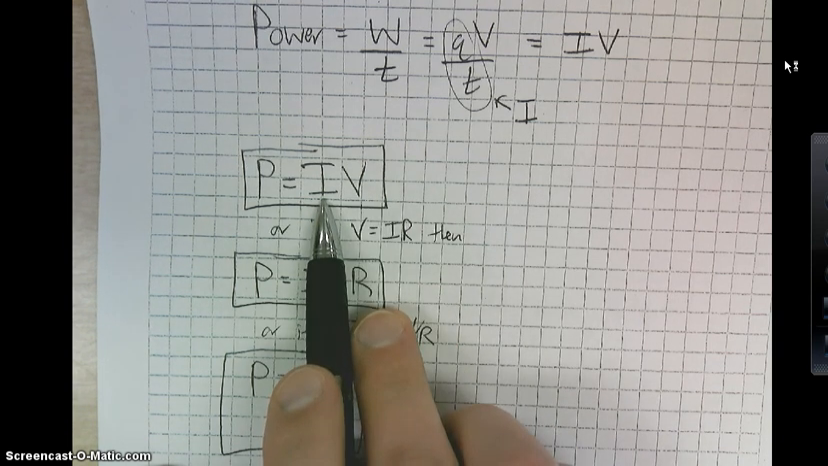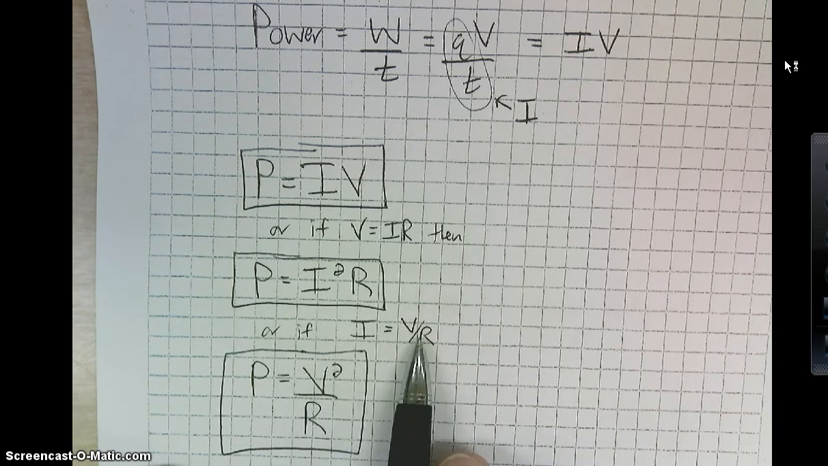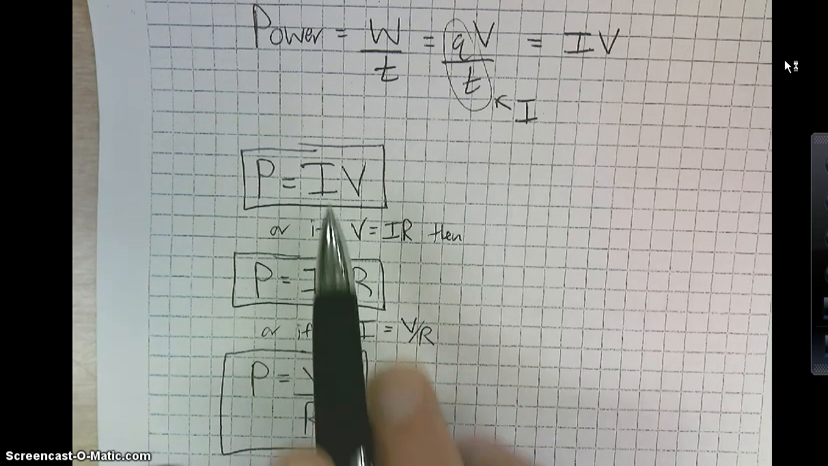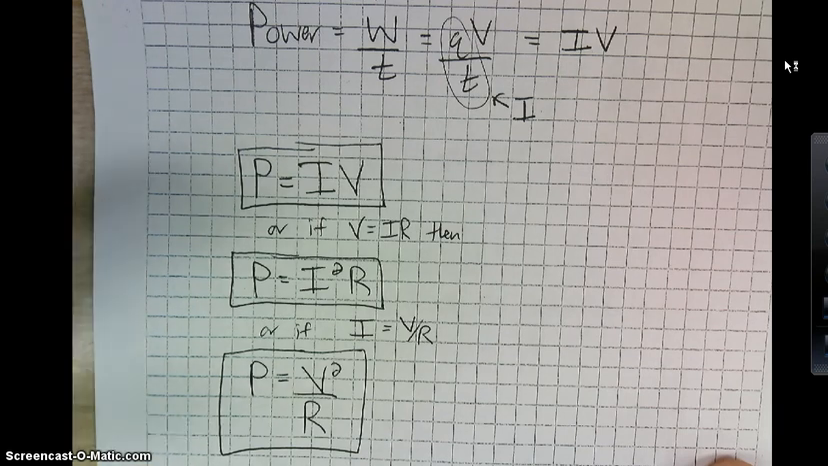Or if I go back to this equation and instead of getting rid of the V, I want to get rid of the I, I rearrange this equation so that I is V over R. Then when I plug that in up here, you get power is the voltage squared over the resistance. Okay, and that's all there really is to electrical power, at least in terms of the basics.